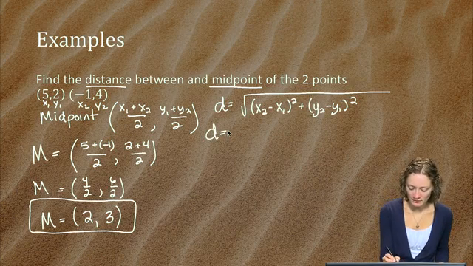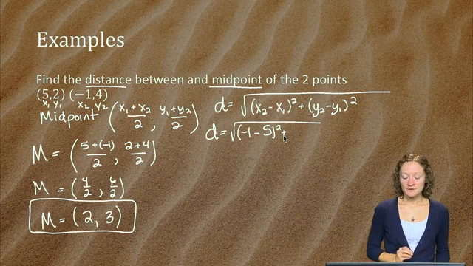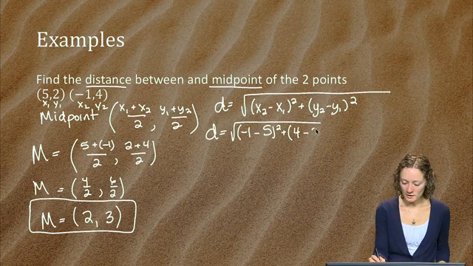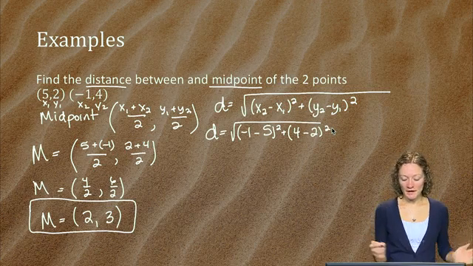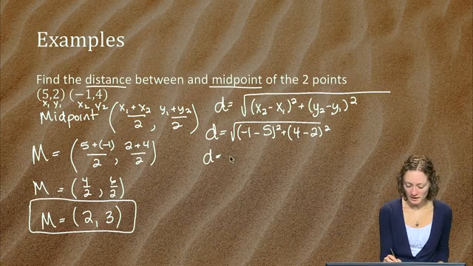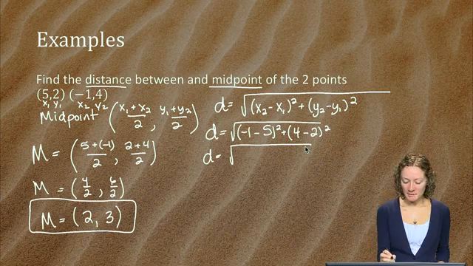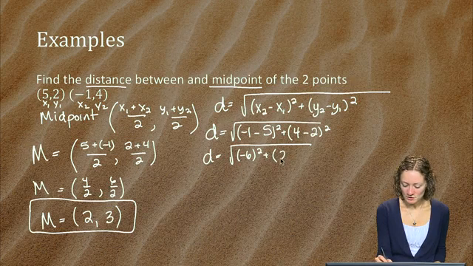All right, so let's plug in what we have. Our x2 is negative 1 minus x1 is 5 quantity squared, plus our y2 is 4 minus y1 is 2. And then it's a matter of simplifying. Inside each parentheses, we can combine. Negative 1 minus 5 is negative 6. 4 minus 2 is 2.